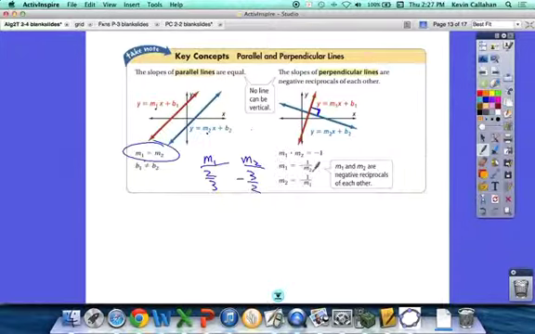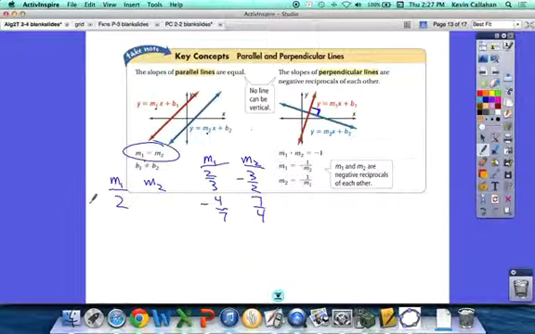What if m1 is negative 4/7? What is m2? It's the opposite sign, and you flip the fraction, so positive 7/4. Okay, if m1 is 2, what's the perpendicular slope?